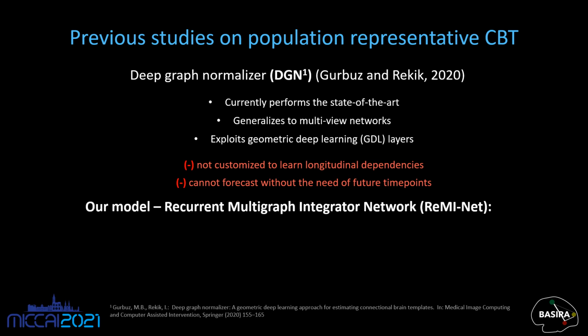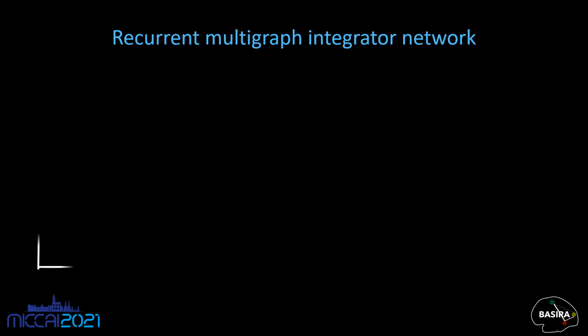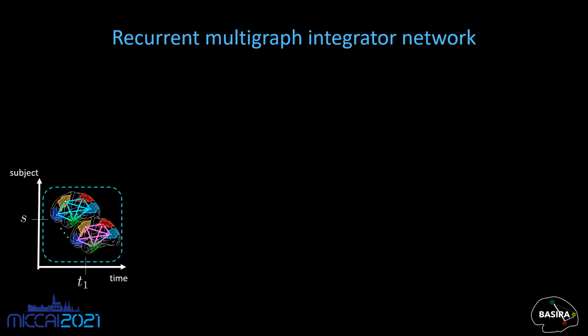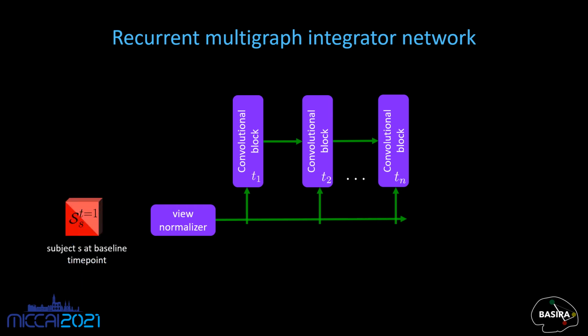To address these limitations, we propose Recurrent Multigraph Integrator Network, in short ReMI-Net, that generalizes to longitudinal and multi-view data, uses novel graph convolutional layers, and pioneers the longitudinal CBT forecast and evaluation. Our model uses the population subjects only at the baseline time point and is designed with novel graph convolutional cells and a normalization layer.